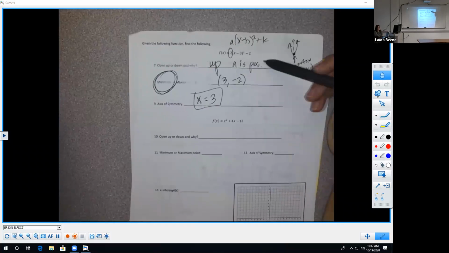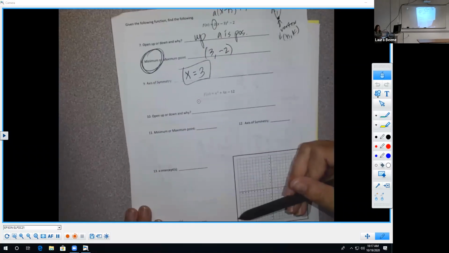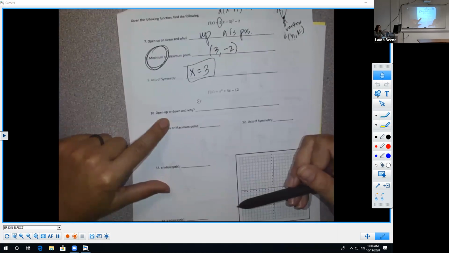Okay, so that's the pretty easy one to do. This next one's a little bit more difficult. How do I know if this one opens up or down?